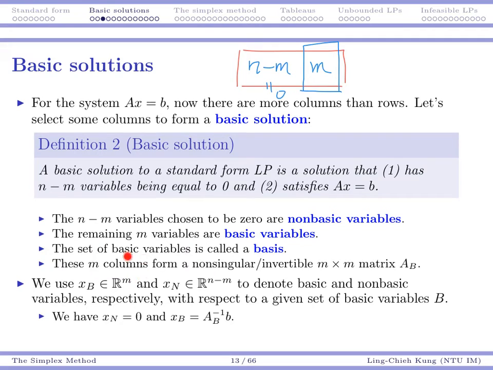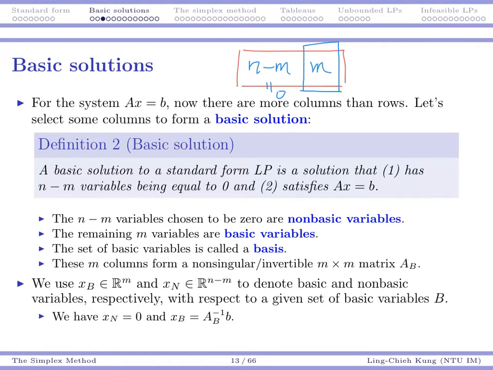So those m columns would form a non-singular, or invertible, m by m matrix A_B. Here, A_B is just a notation to talk about this particular square matrix. But why do we know it is non-singular or invertible? It's because we know it is satisfying Ax equals b. So if it is singular, this is impossible.